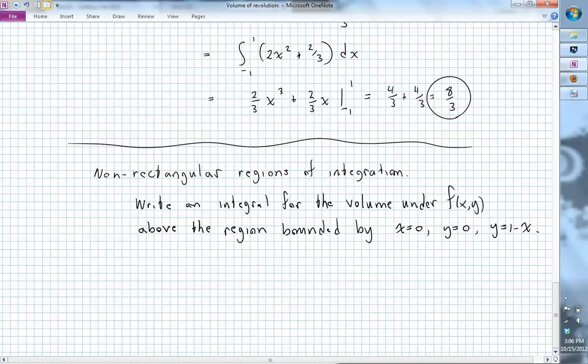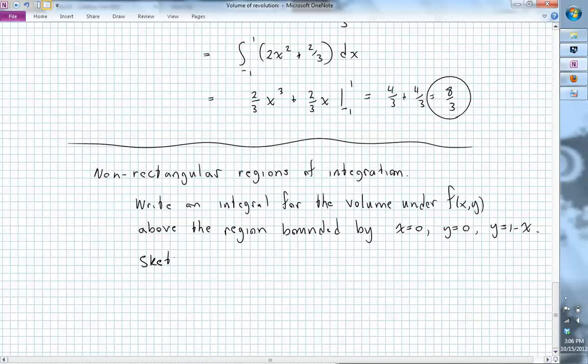If you don't remember a lot of that, or you want to review, go pull out a calc book and just look at that section about area between curves. Write an integral for the volume under f of x, y above the region bounded by the curves x equals 0, y equals 0, and y equals 1 minus x. I'm not giving you an explicit f, because what I want to focus on is the region and not the actual f that we're integrating.